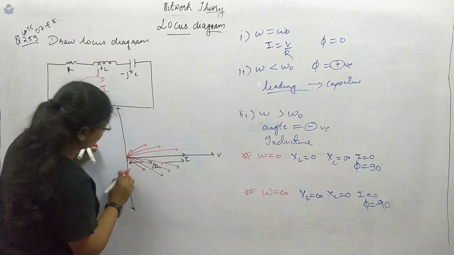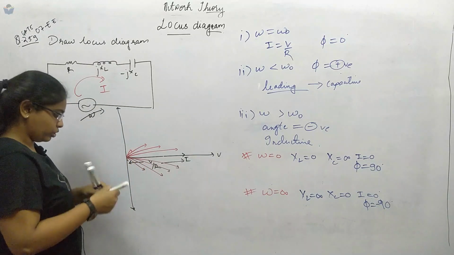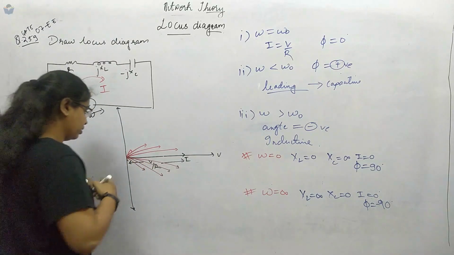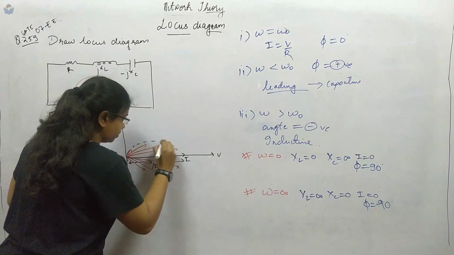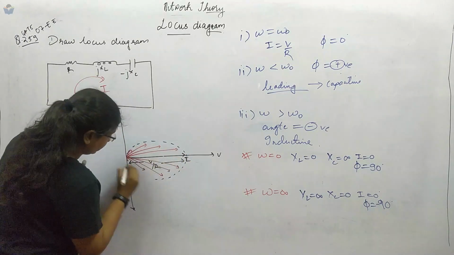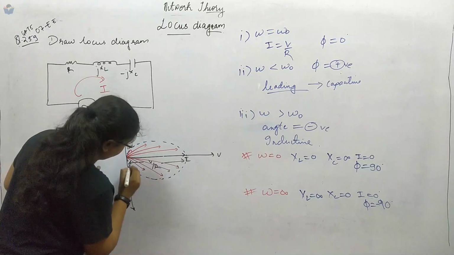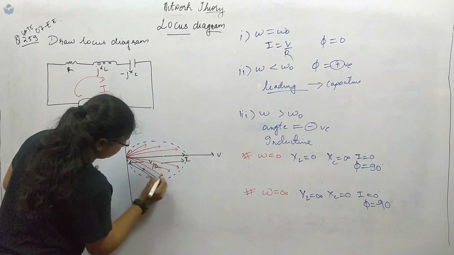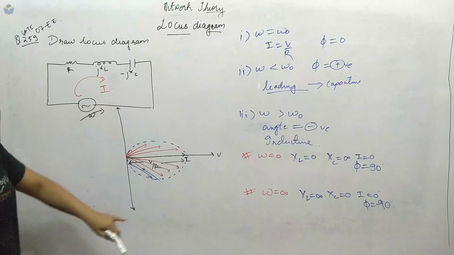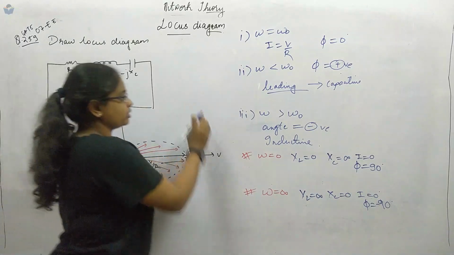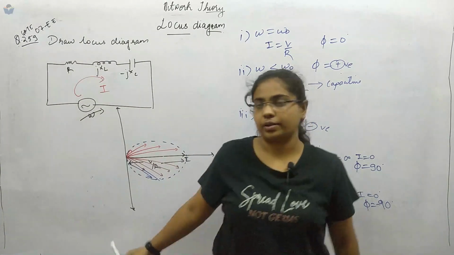Okay, then it will come over here somewhere, 0. So now if you trace this path, when you trace this path, you will get a circle. Bring it over here still. Join this, you will get the circular path. So this is the locus diagram for this one.